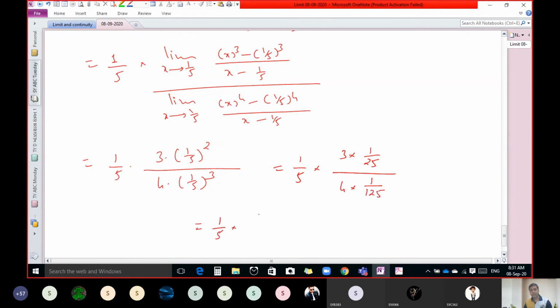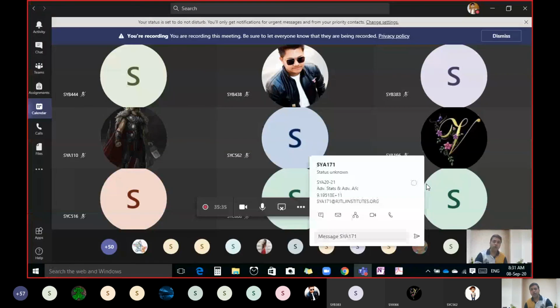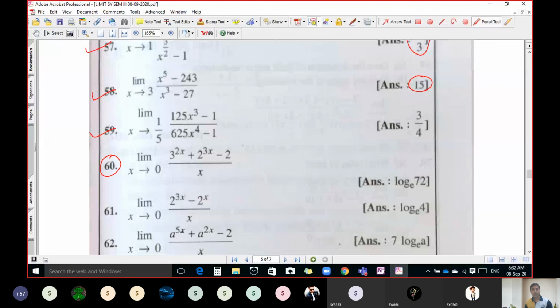So this 1 upon 5 as it is. You can write this as 3 by 25. And this you can write 4 by 125. If we write in form of multiplication, it becomes 125 divided by 4. Just you have to take reciprocal. And this 5 into 25 is 125. 125 cancel. Ultimately, we get answer 3 by 4. So, our answer for this question 59 is 3 by 4.